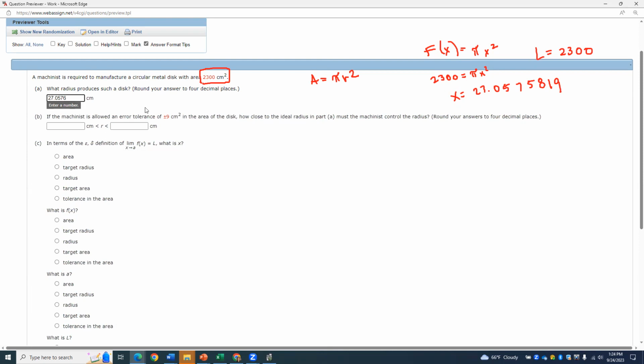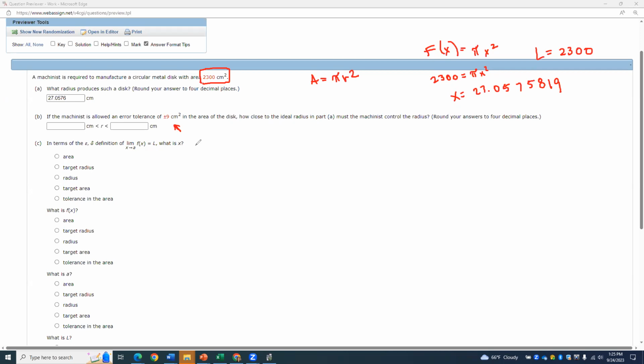Yeah. Okay, great. Lovely. Then it says, if the machinist is allowed an error tolerance of plus or minus 9 centimeters squared in the area of the disk, how close to the ideal radius in part A must the machinist control the radius? Okay, so even though it doesn't seem like it, they're really asking us to find epsilon, because they're giving us the error tolerance for the area.